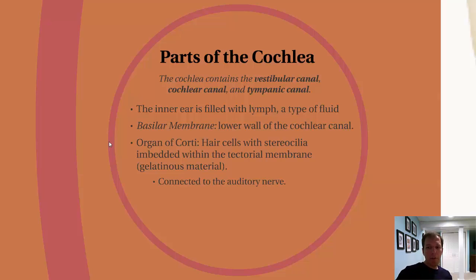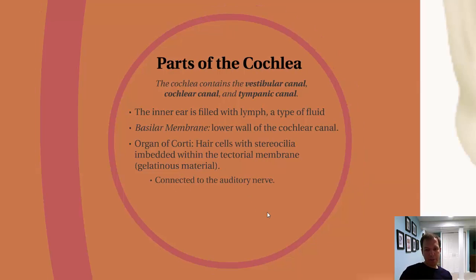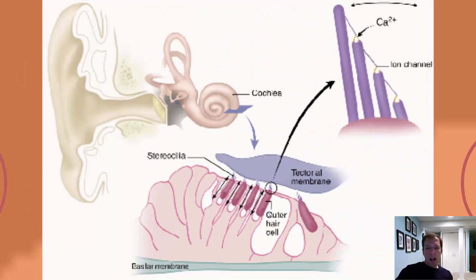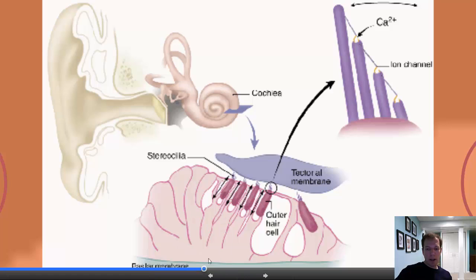So this fluid-filled chamber has a membrane on the bottom of it, and then it has this organ of Corti, which is lined with these hair cells that have those stereocilia sticking out of them. And then that organ of Corti is going to be connected to your auditory nerve. So you can see here the stereocilia sticking out, the hair cell, and then you have the basal membrane there along the bottom.